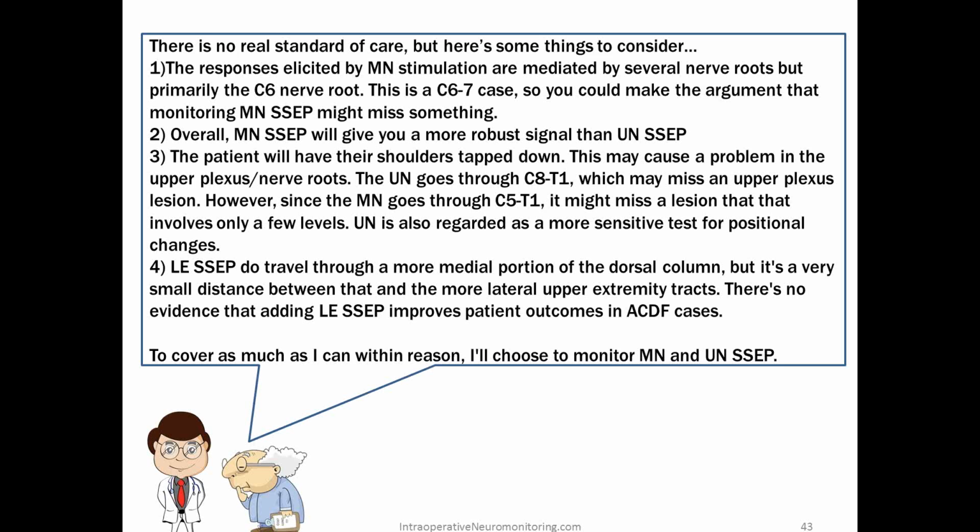You could also make the argument for having redundancy at such a small minimal charge to the patient. It's worth it. I personally have seen a cervical case go bad in the lowers with uppers intact. So it's possible, just something to think about. And then the reasoning: cover as much as I can within reason. I choose to monitor median and ulnar nerve for ACDFs. I just kind of took that from somewhere else.